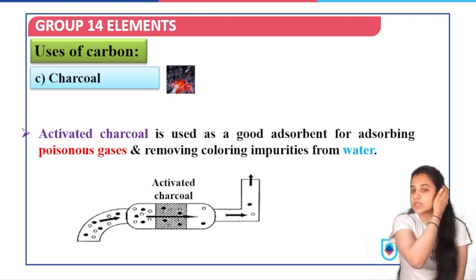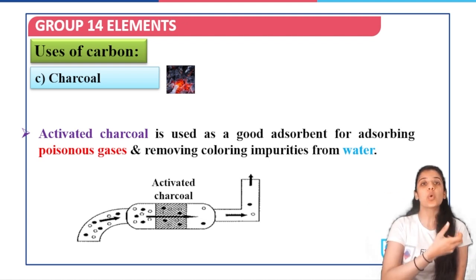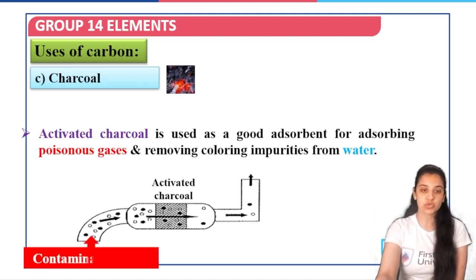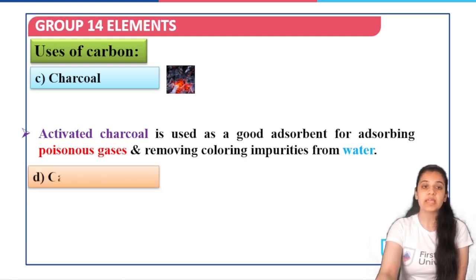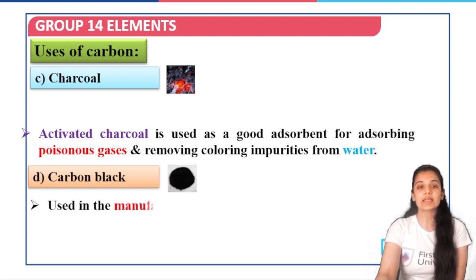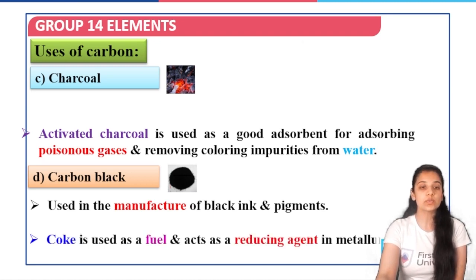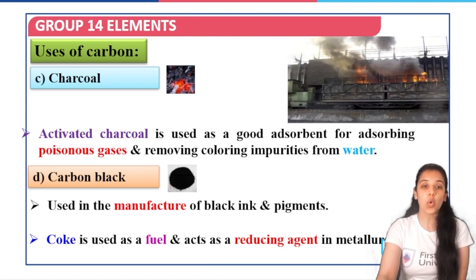This is where you have a substance being poured into this apparatus and you have activated charcoal in between. So all the impurities are going to get absorbed onto this activated charcoal material and the rest of the pure material is going to pass through. Okay, so contaminated water in, and what we get is treated or pure water. Next is carbon black. Carbon black is used in the manufacture of black ink and pigments, as is clear from its name itself. Coke is used as a fuel and also as a reducing agent in metallurgy. We have discussed in metallurgy in detail about the use of coke.